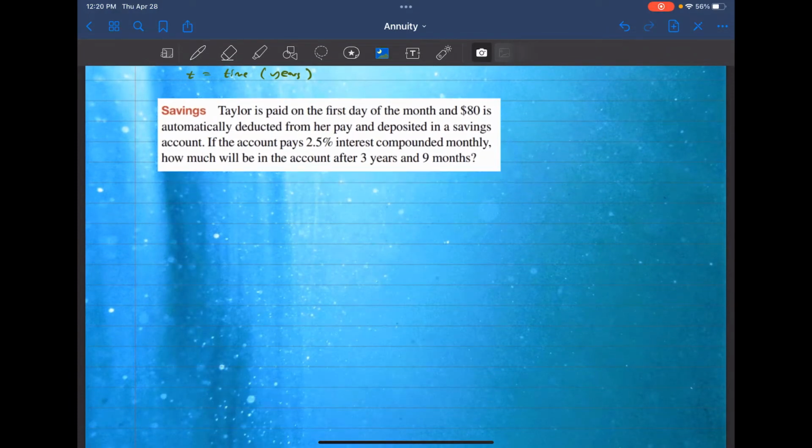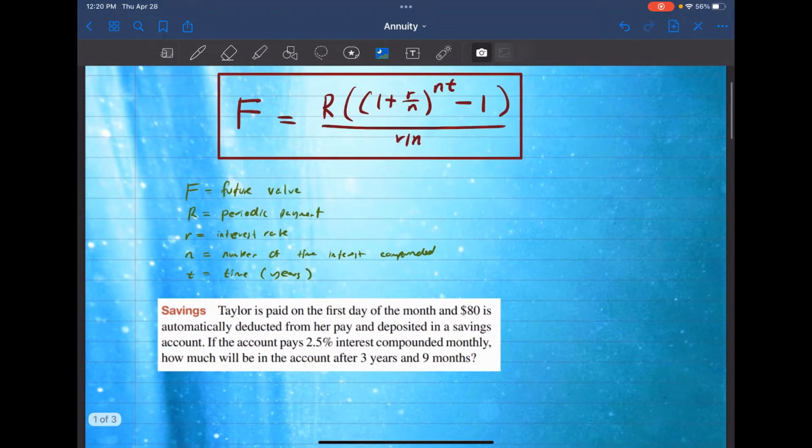So here's our problem, and we want to figure out the future amount. Let's suppose Taylor is paid on the first day of the month, and $80 is automatically deducted from her pay, deposited into a savings account. You can think of the $80 as the constant deposit, so we'll call that R value. That's 80. And the savings account pays 2.5% interest. So this is going to be your interest rate. Let's call that little r, that is 2.5%.